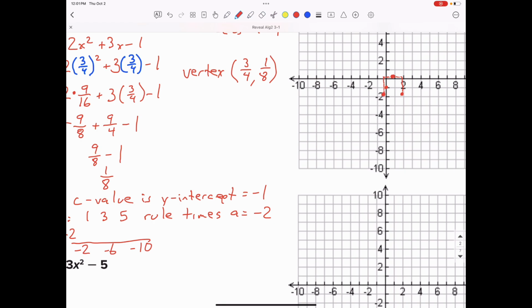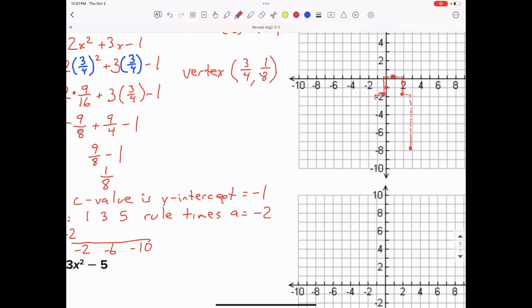And if you look, it does look like it's going to run right through the y-axis. So despite all of these fractions, it looks like we are on the right track. From those 2 points I just drew, now I'm going to go out 1 unit both directions. And now I'm going to go down 6. So that would be 1, 2, 3, 4, 5, 6.